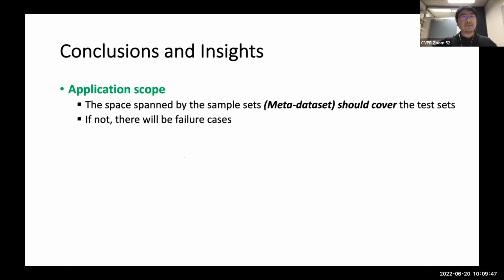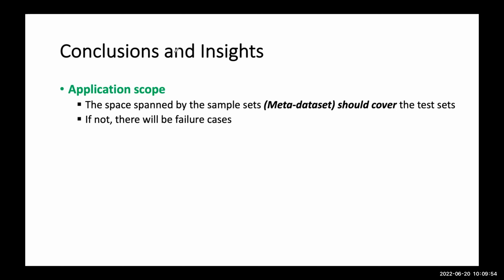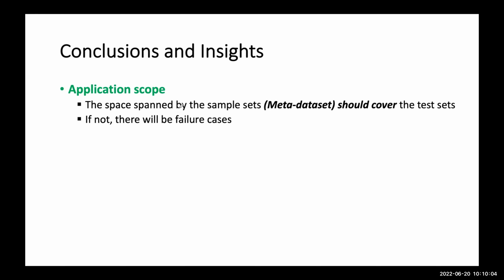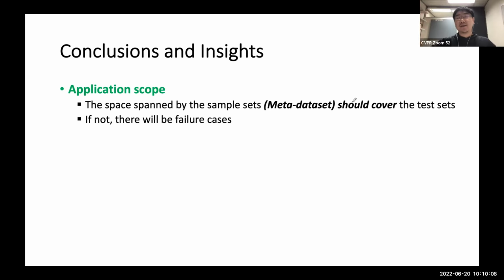As asked just now, there are also application scope limitations of these sorts of methods. If we are using correlation-based, regression-based methods, usually we ask this regression to be done on samples, and these samples should cover the test sets that are of interest. Otherwise, there will be failure cases, for example, adversarial test sets.